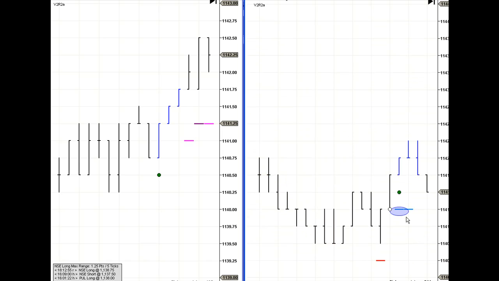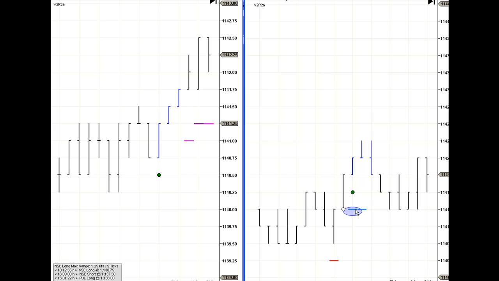Here's a long EET that simply was not able to fill. This is the entry price right here, down here 1141 and a quarter.